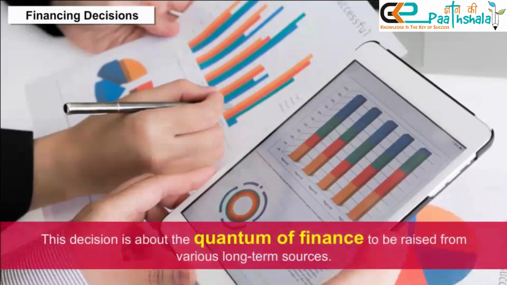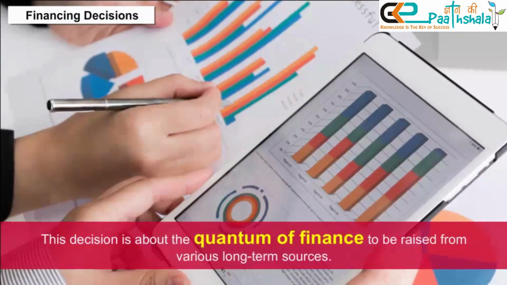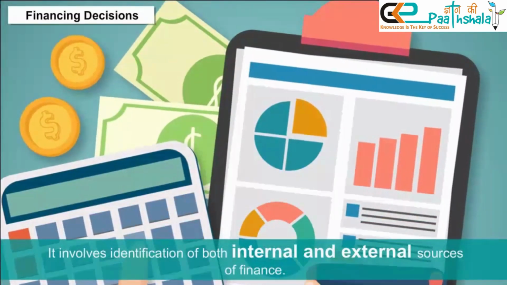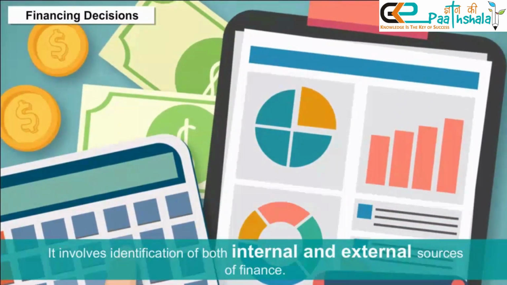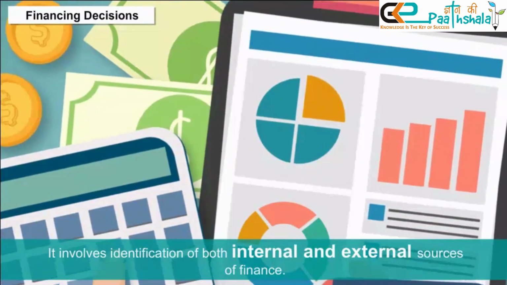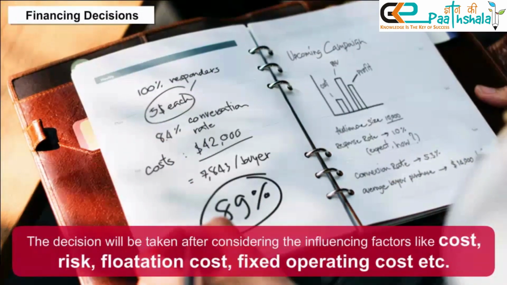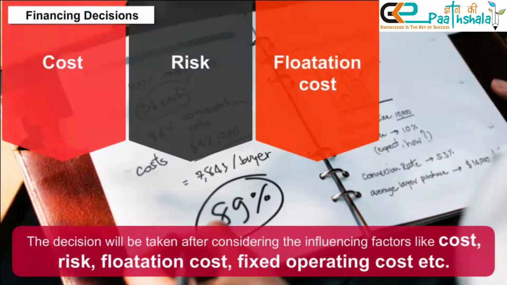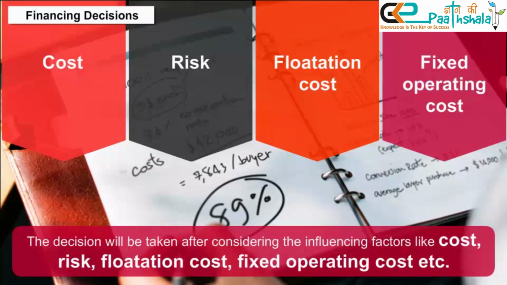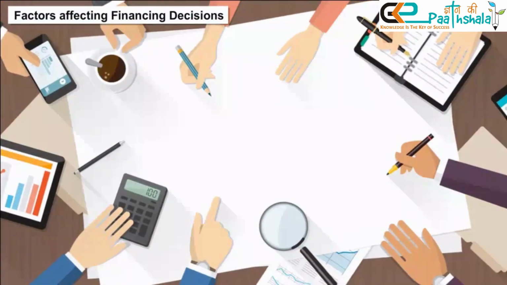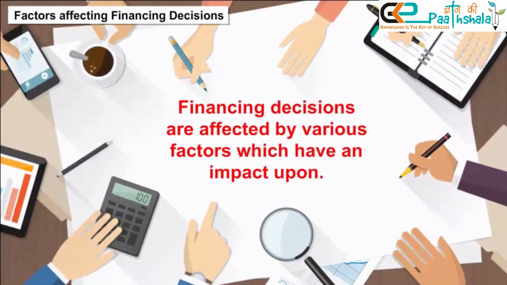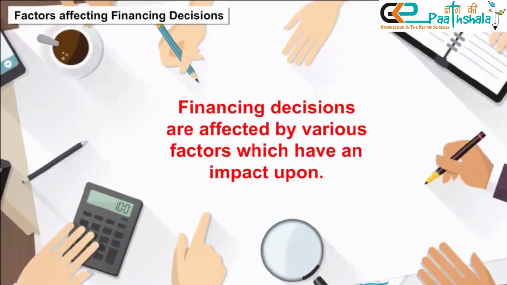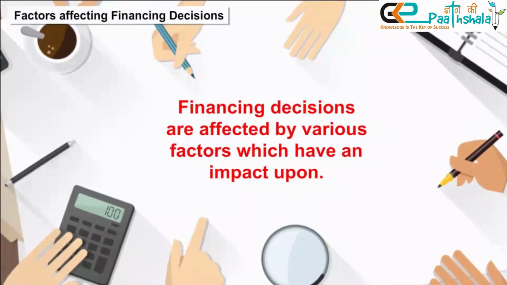Financing decisions. This decision is about the quantum of finance to be raised from various long-term sources. It involves identification of both internal and external sources of finance. The decision will be taken after considering the influencing factors like cost, risk, flotation cost, fixed operating cost, etc. Factors affecting financing decisions. Financing decisions are affected by various factors which have an impact upon. The important among them are discussed below.